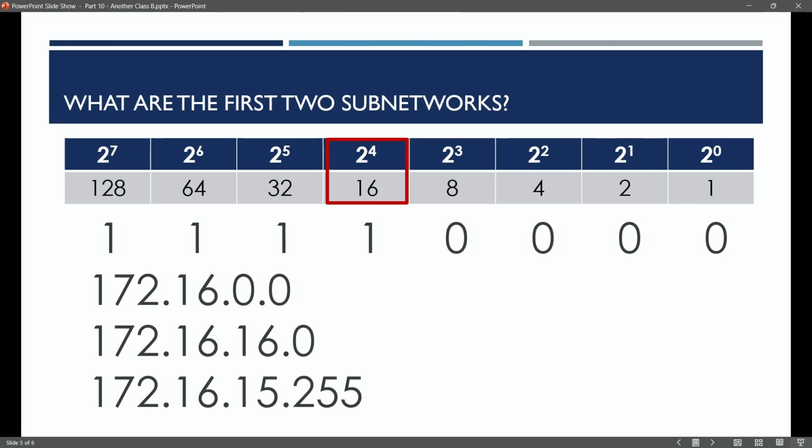So what is the broadcast address for that first network? It would be 172.16.15.255. That's right, we're going as close as we can possibly get to that next network. And that is the broadcast address for that first subnet.